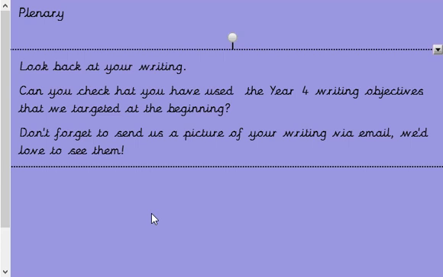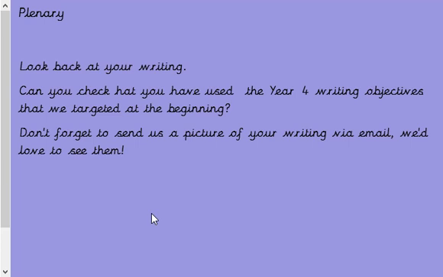Okay, the final part of the lesson, our plenary this morning, I'd like you, if you can, to look back at the writing that you have just completed. Can you check that you've used the Year 4 writing objectives that we targeted at the beginning? Okay, so if you're in school, you can show your writing to a partner and demonstrate where you've used each of those writing objectives. If you're at home, can you take your writing to an adult and say, right, I've used paragraphs here, I've used similes here, demonstrate your understanding of those writing objectives and show where you've used them.